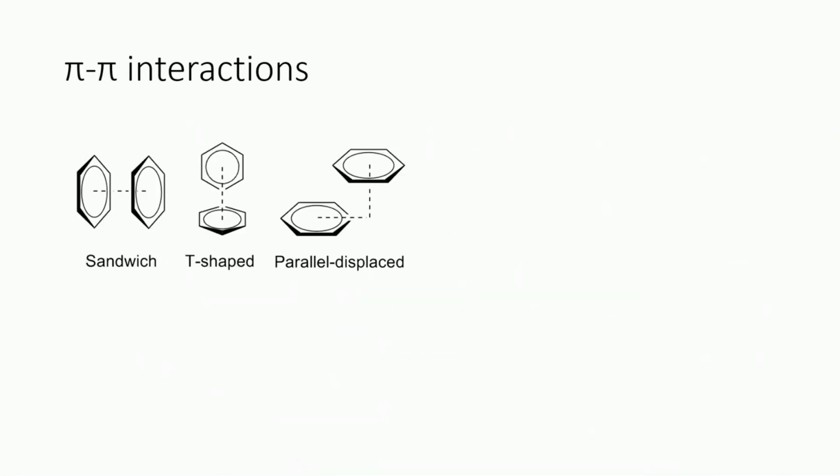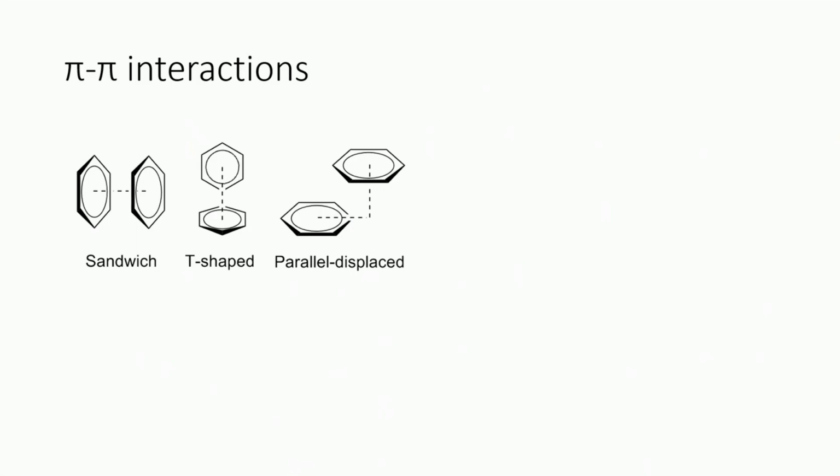And the last type of interaction is the pi-pi interaction, which is the interaction between completely hydrophobic parts of the molecule. We have the example of benzenes here. The strength of the interaction depends on the distance and also on the angle at which these two parts come together. So the strongest pi-pi interaction would be the sandwich type.